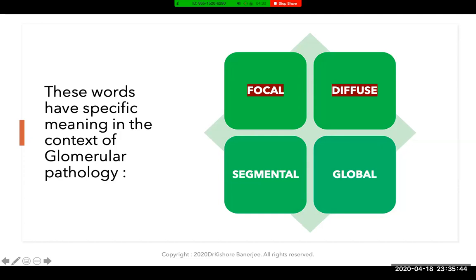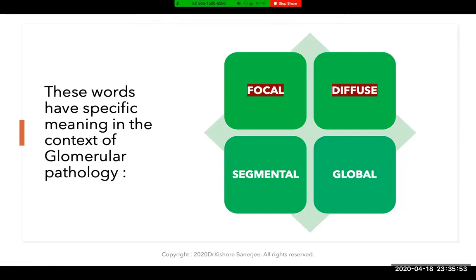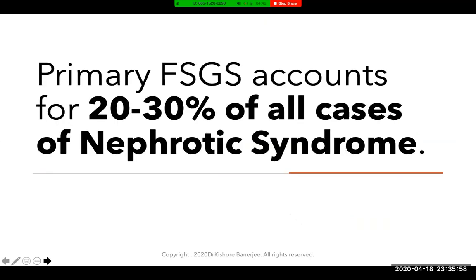So the key concept here is that the terms focal, diffuse, segmental, and global have a specific meaning in the context of glomerular pathology and renal pathology, and you need to understand them to understand the term focal segmental glomerulosclerosis.